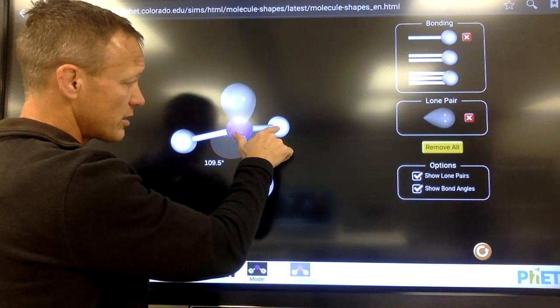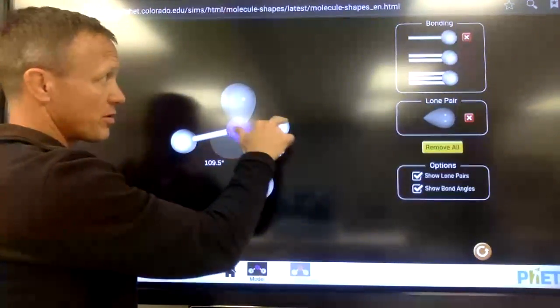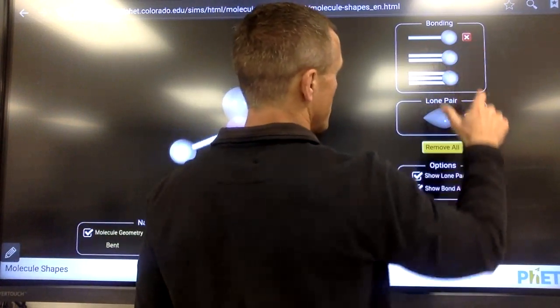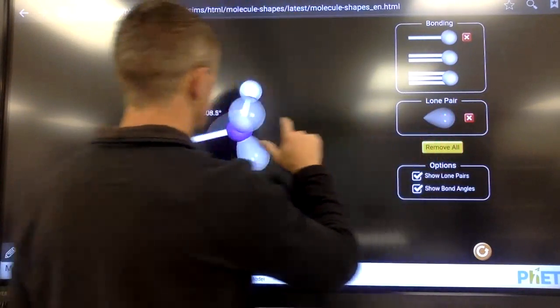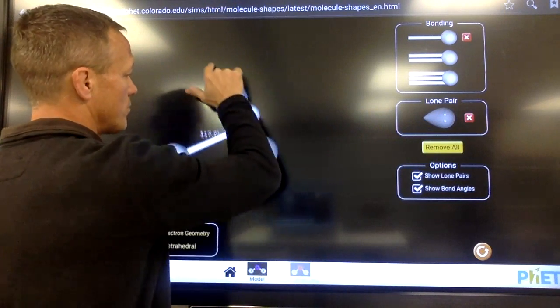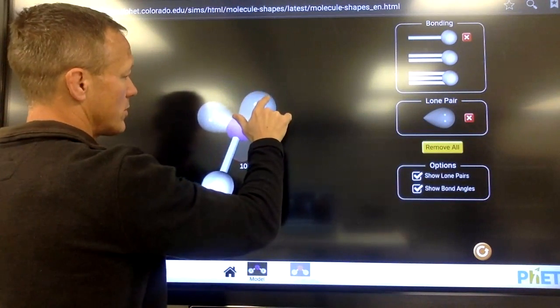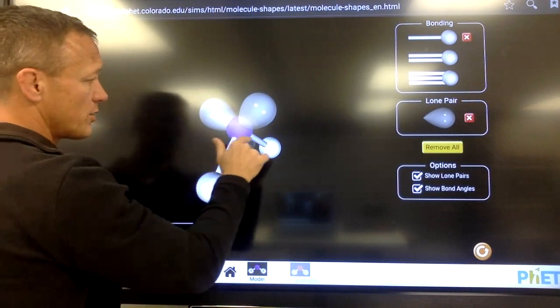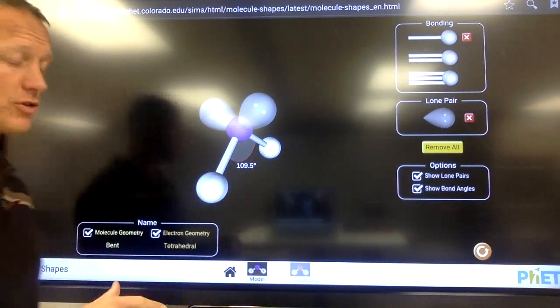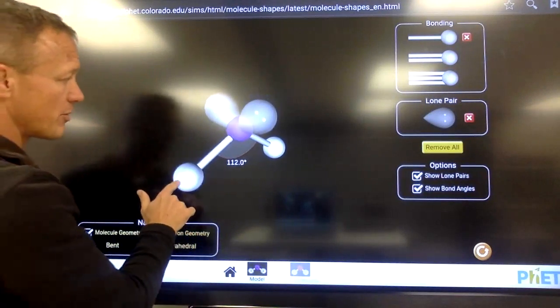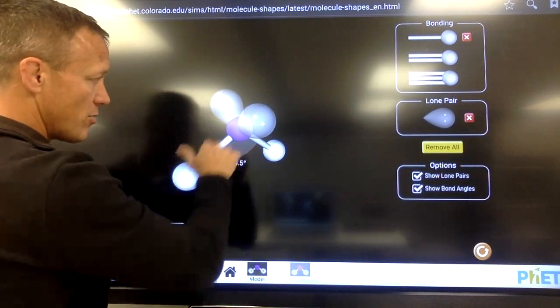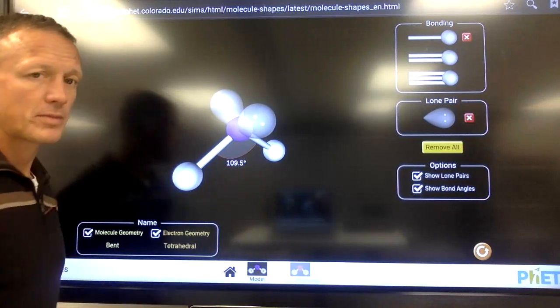If I take off another one of these, take off a bond and replace it with a lone pair, we still have 1, 2, 3, 4 electron pairs on the central element, so that's still tetrahedral electron geometry, but our molecular geometry is now just bent. The molecule itself is just bent.